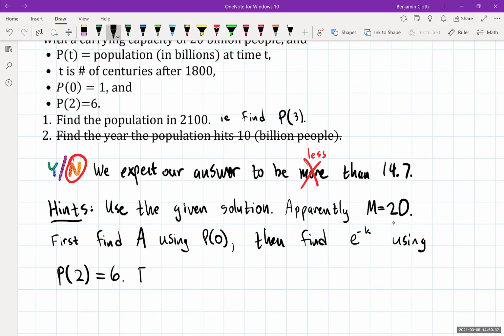How do you know which point to attribute it to? How do you know to attribute P of 0 to A? I didn't. It's a way that you can solve it, and it ends up being easier than doing things in a different order. But yeah, A is not the initial population. It's easy plugging in 0 because the k disappears, as you'll see.